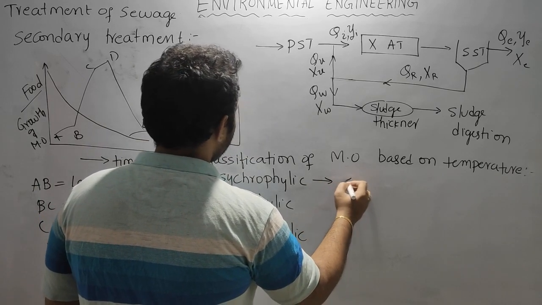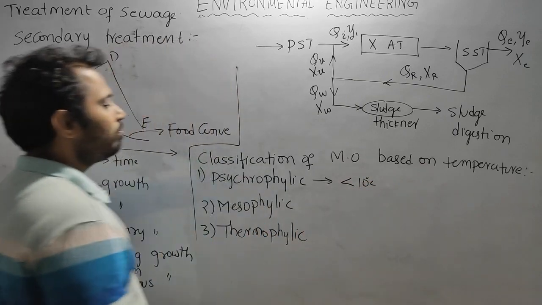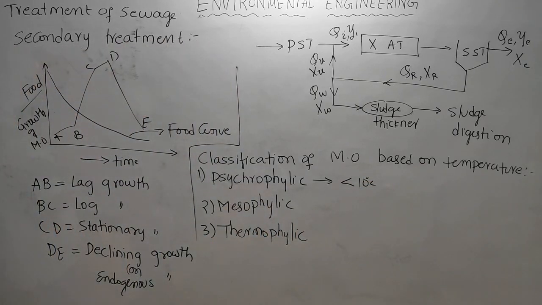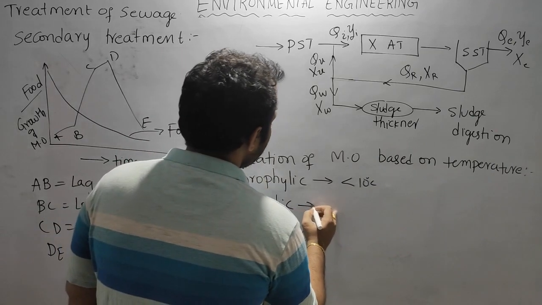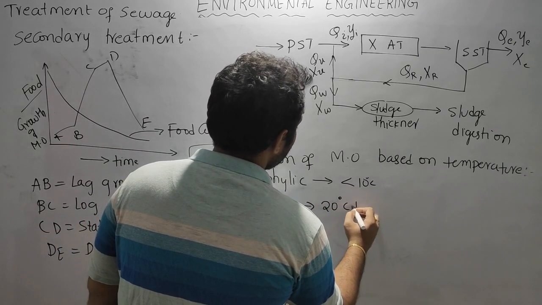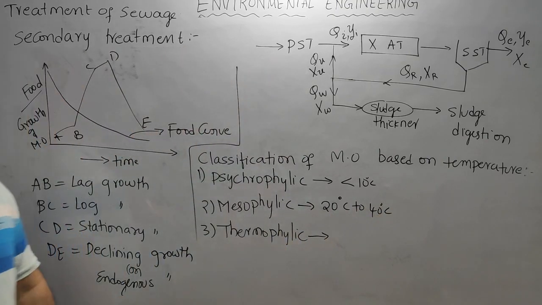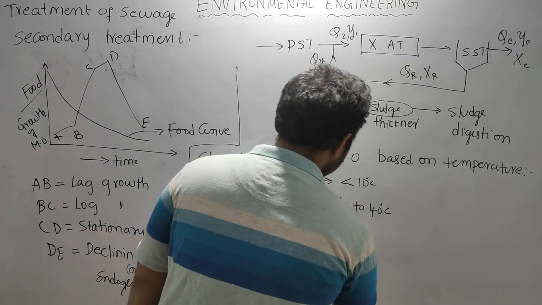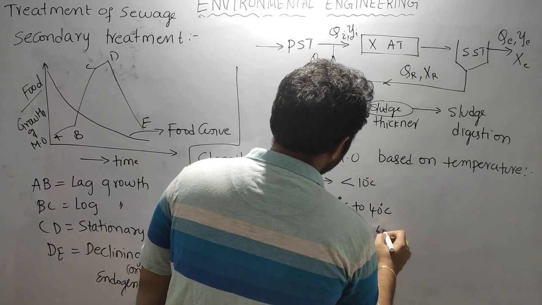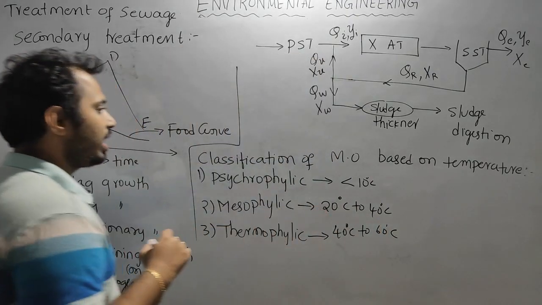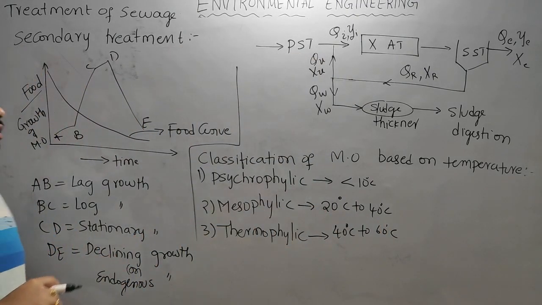Psychrophilic can survive only when the temperature is less than 10 degrees centigrade. Mesophilic can survive when the temperature is between 20 to 40 degrees centigrade. Thermophilic can survive at a temperature of 40 to 60 degrees centigrade. So likewise, we classify the bacteria depending upon the temperature at which they can survive. This is one kind of classification.